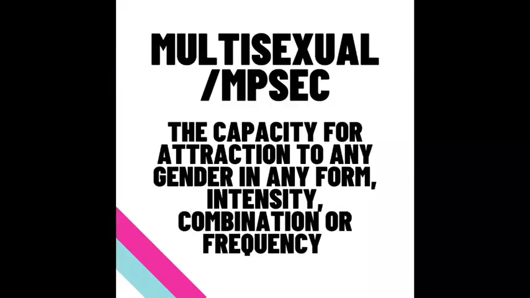The first one is multisexual, okay? Multisexual is one of the broadest labels of all. It's really just super varied. It can mean that you could be attracted to anyone, any gender, any type, any time, in any way. You might have a preference, you might not.